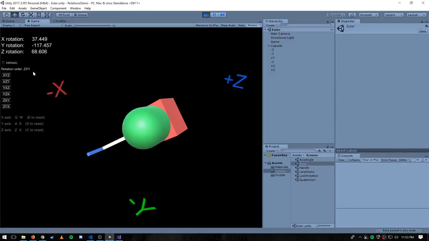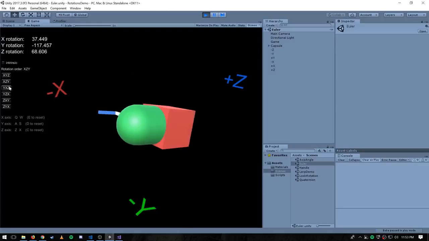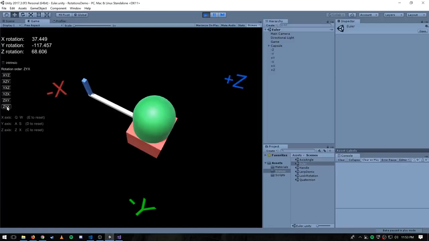So in fact, here with Euler angles, the question is, we're doing rotations around these three axes. In what order are they applied? Are we first rotating around x, then y, then z, or z, then y, then x? Well, we actually have 6 possible orders. There's xyz, xzy, yxz, yzx, zxy, and zyx. And by default, we're doing zxy because that is in fact the order that Unity applies.